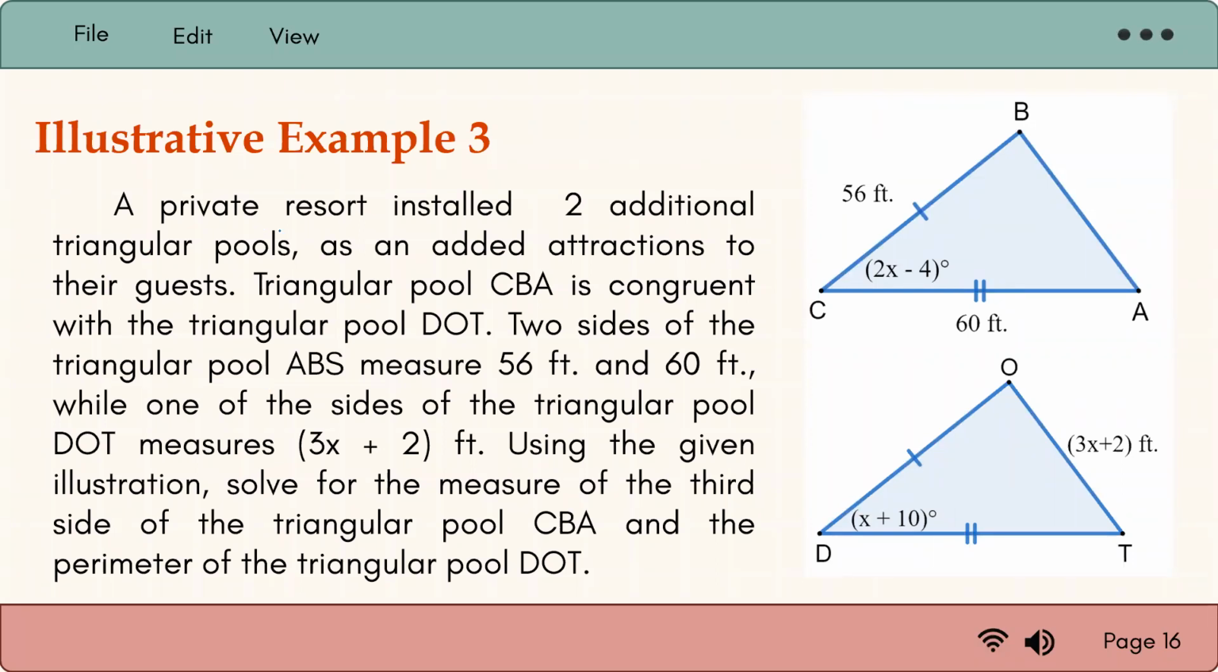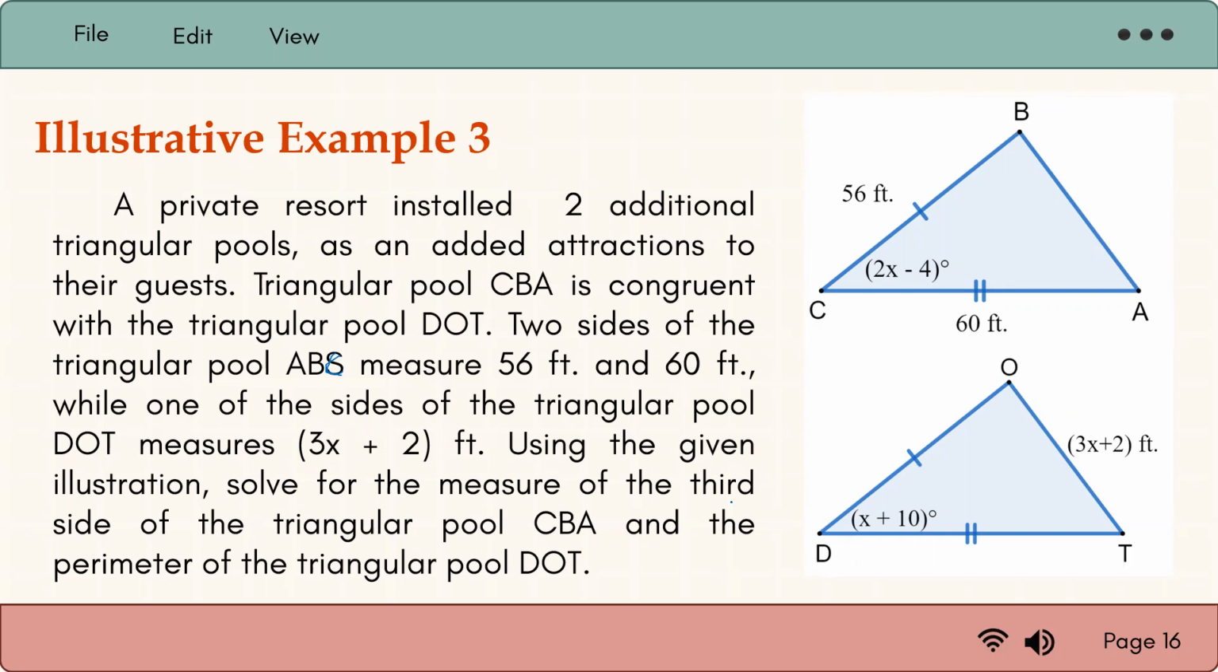A private resort installed 2 additional triangular pools as an added attraction to their guests. Triangular pool CBA is congruent with triangular pool DOT. Two sides of the triangular pool ABC measure 56 feet and 60 feet, while one of the sides of the triangular pool DOT measures 3x plus 2 feet. Using the given illustration, solve for the measure of the third side of the triangular pool CBA and the perimeter of the triangular pool DOT. So here is the illustration.